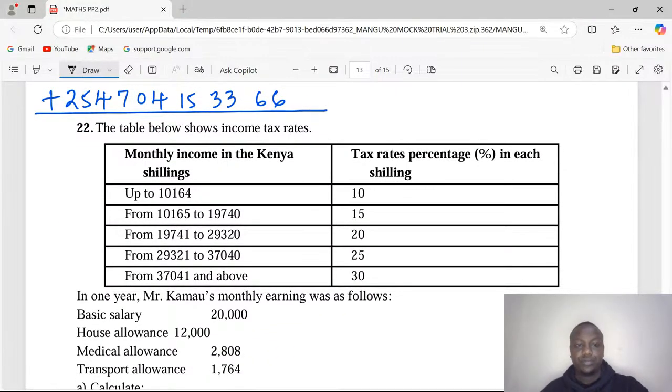22. This is a question on commercial arithmetic. Thank you for being around. I can see you are seriously following. We are now on commercial.